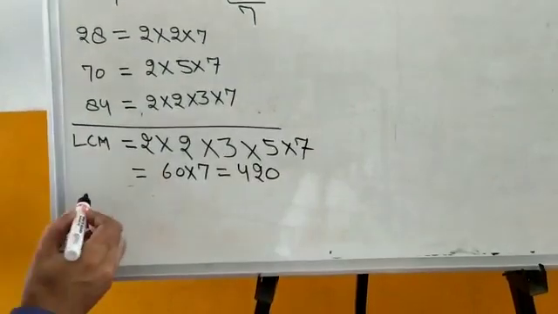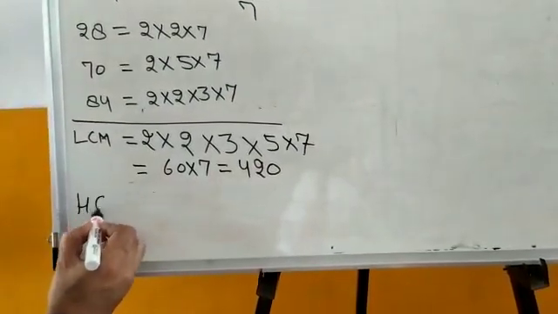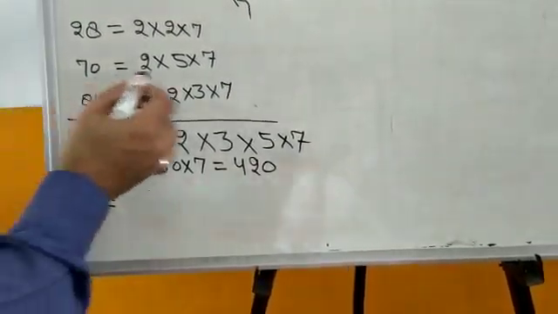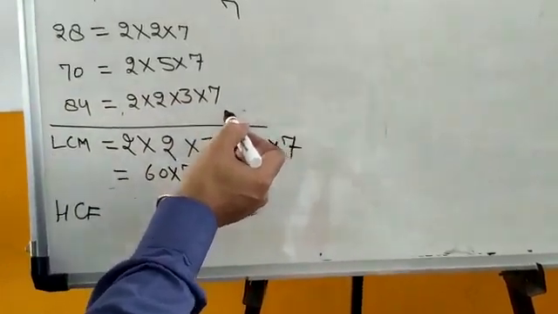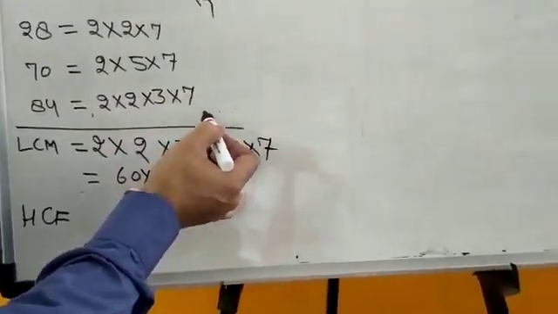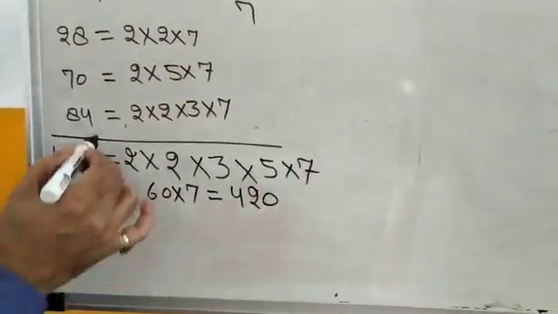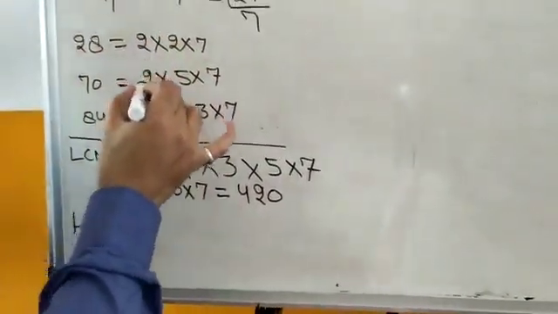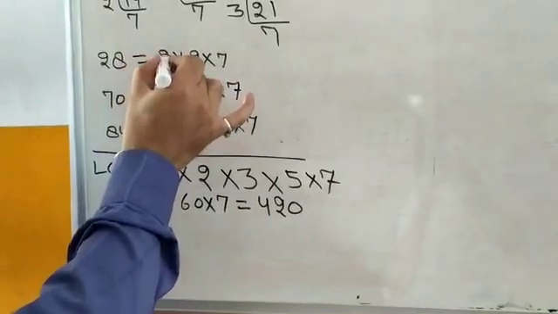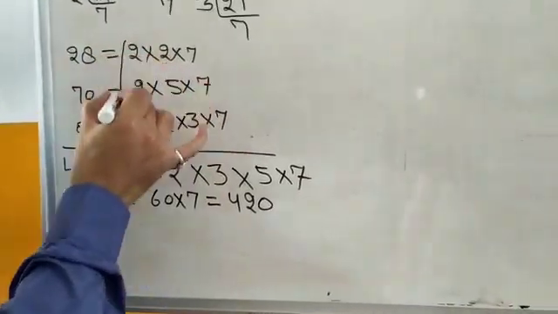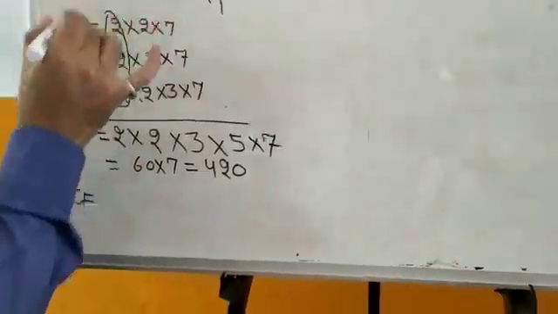Now suppose we have to find the HCF. Up to this point, finding the prime factors of the different numbers, the method is the same. Now in finding the HCF, we will take the common factors. One 2 is common in all of these, so one 2 we will take.